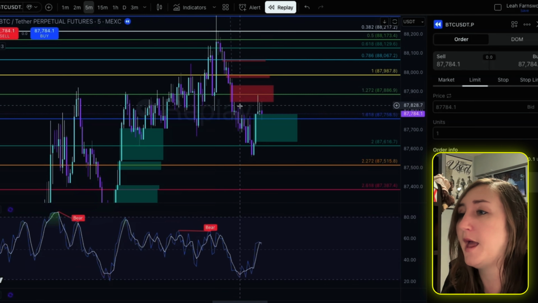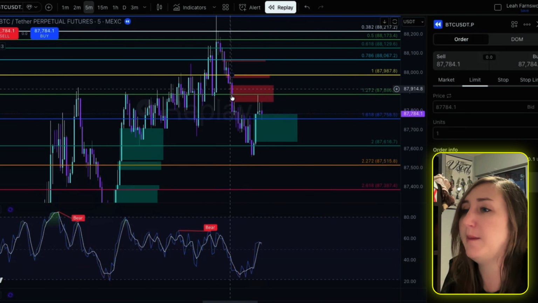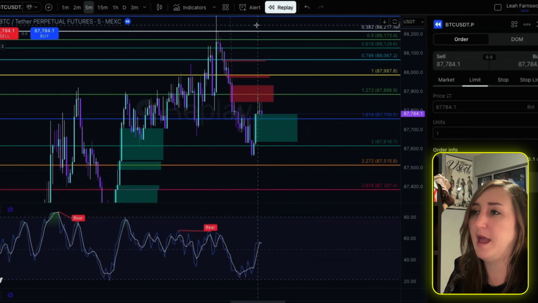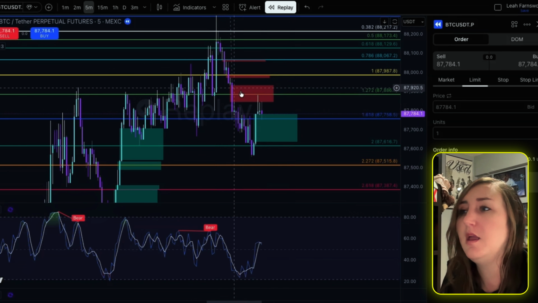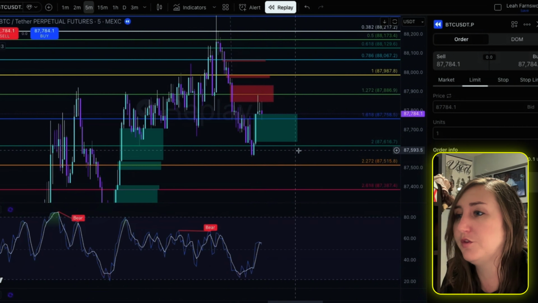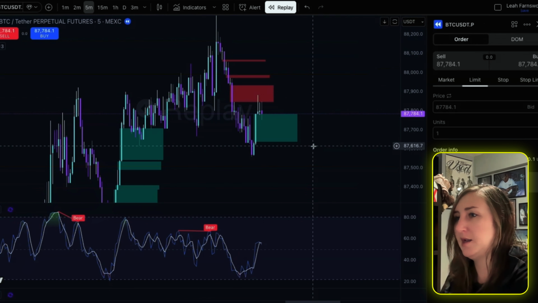We never got, in that previous play, we happened to get a 5-minute bullish fair value gap. Had a liquidity sweep and then it came back down. But usually if I'm seeing those 5-minute bullish fair value gaps come into play, I'm getting out of my short.